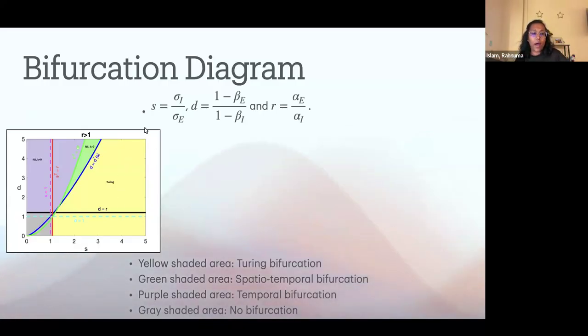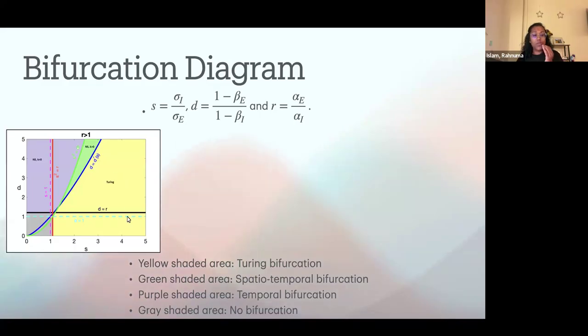this is the diagram. So we use these three parameters. S is the lateral range of the inhibitory divided by the excitatory. D is equal to 1 minus the decay rate of excitatory divided by 1 minus the decay rate of inhibitory, and R is equal to alpha E, the amplitude of excitatory divided by inhibitory. So the first diagram shows when R is greater than 1, that means the amplitude of the excitatory is greater than the inhibitory. The x-axis is the S parameter, and the y-axis is the D parameter.